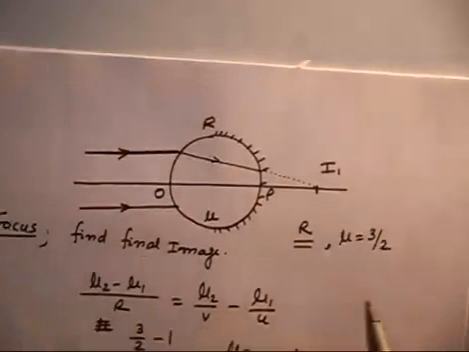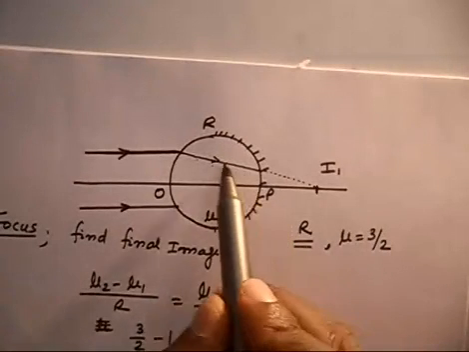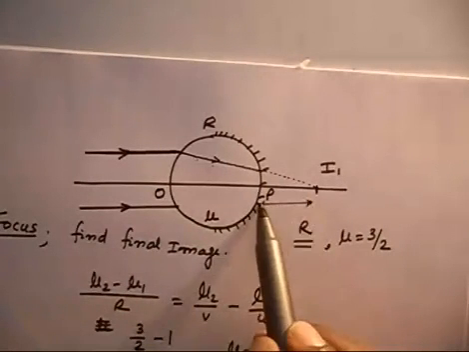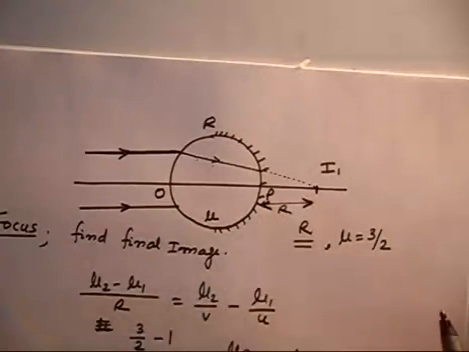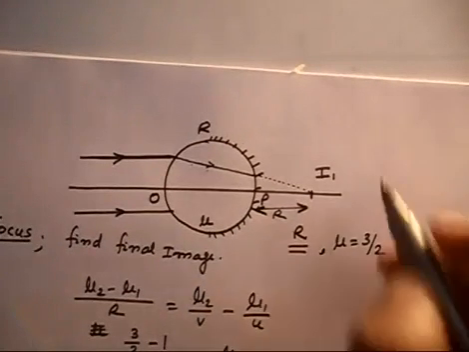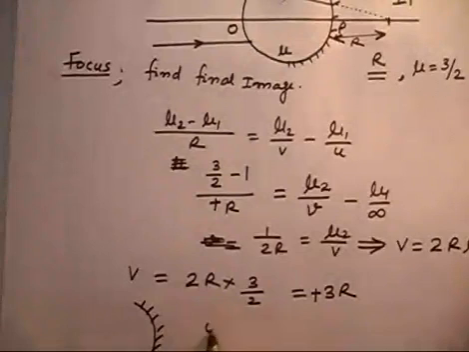So for the mirror, now what will be the object distance? For the mirror, the incident rays are in this direction. So for the mirror, this is the object distance, that is R. The mirror will see this object distance is R. Now for this mirror, let me write: object distance u is R.